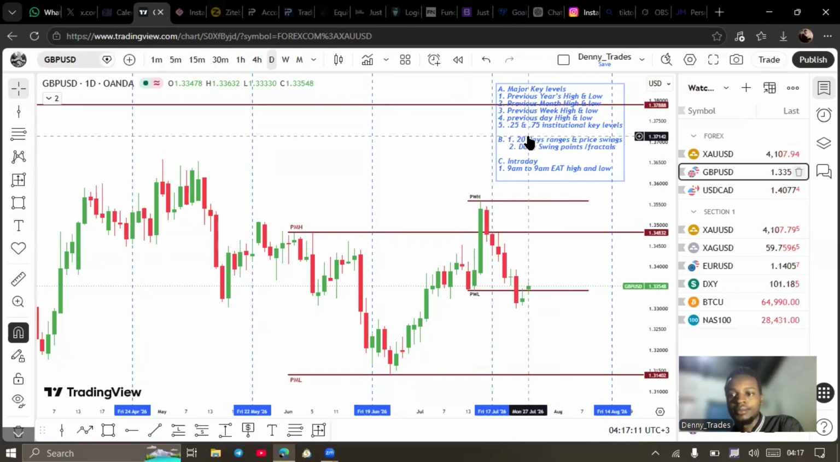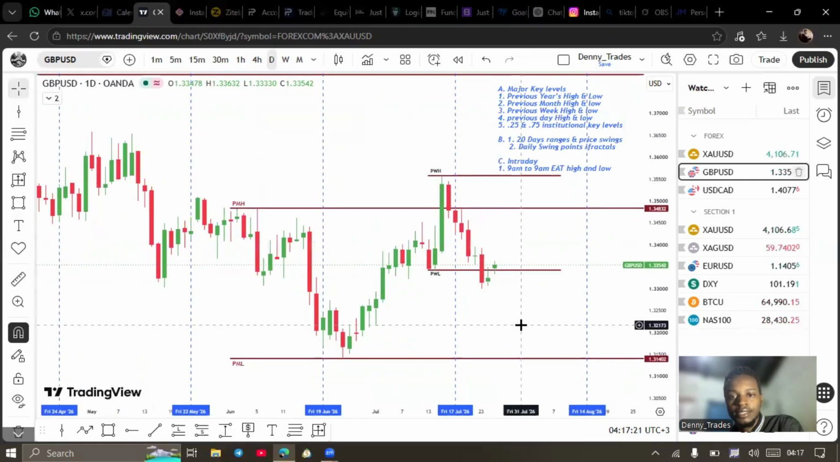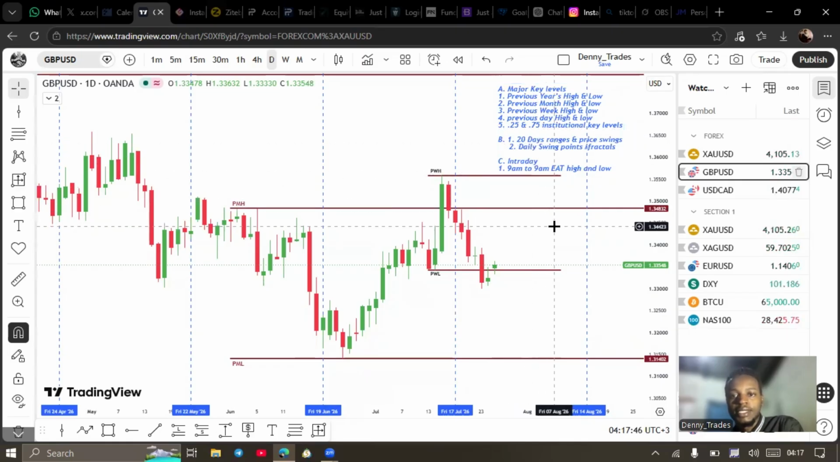Okay, and this will help you in determining the bias on the daily chart, and that will help you when hunting for intraday setups. Okay, I've also taught on a separate video on the institutional key levels. I've taught you how to mark the institutional key levels, what institutional key levels are, and why price tends to respect the institutional key levels. So this is something you're going to be doing on a weekly basis.